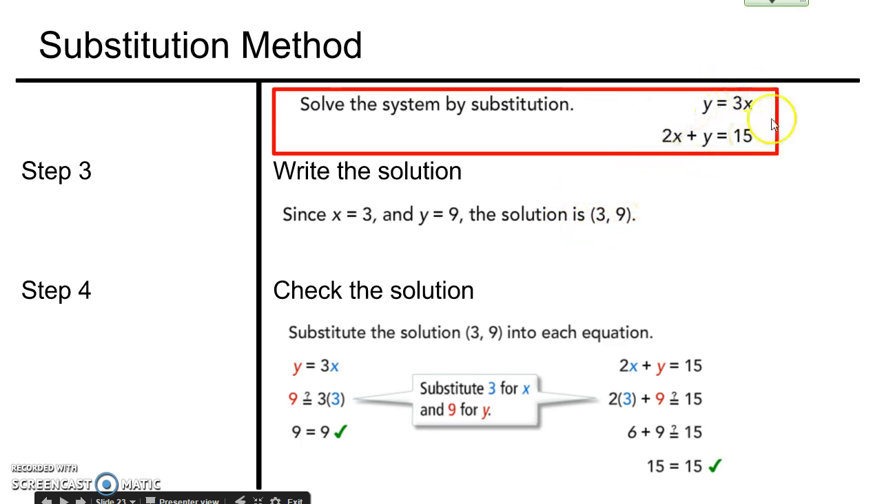If I graphed these two equations, this would be the point where they would cross. Isn't that cool? The answer is yes, it is cool. And then we can check our solution by plugging in 3 for x and 9 for y, and we should get that they equal each other on both sides.